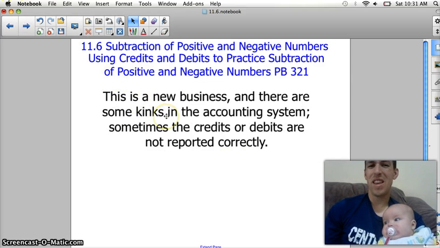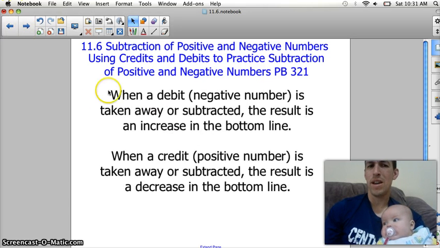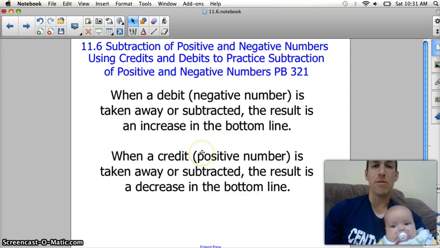Okay, so this new business has some quirks, and so some things are not reported correctly. So sometimes we have to take it away. When a debit or a negative number is taken away or subtracted, when someone says, oh, you owe me $5, but then says, oh, never mind, you don't owe me $5, well, that's $5 more that you didn't think you were going to have. Your number goes up. But when you thought you were getting money, when someone said, here, have $5, and you think, sweet, I have $5, and then they take it away, you see that as a decrease in the bottom line.